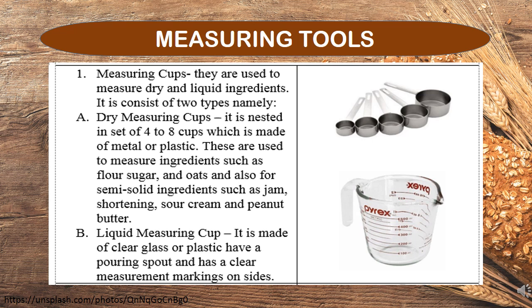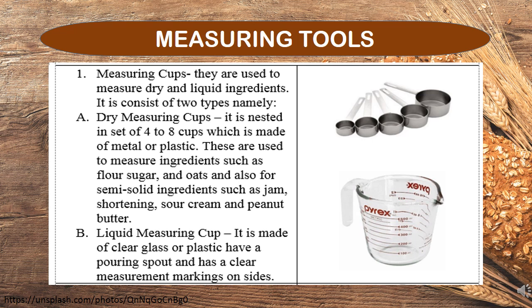A dry measuring cup is nested in a set of 4 to 8 cups, which is made of metal or plastic. These are used to measure ingredients such as flour, sugar, and oats, and also for semi-liquid ingredients such as jam, shortening, sour cream, and peanut butter.